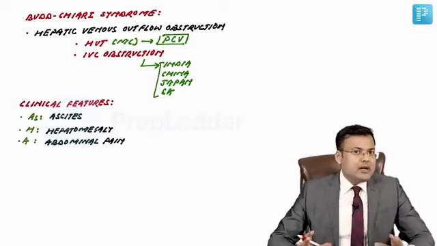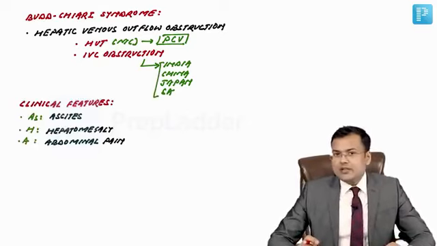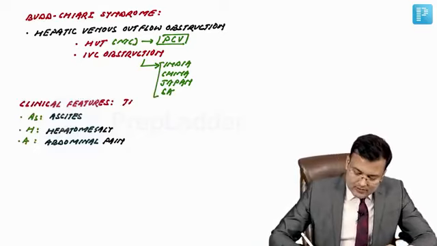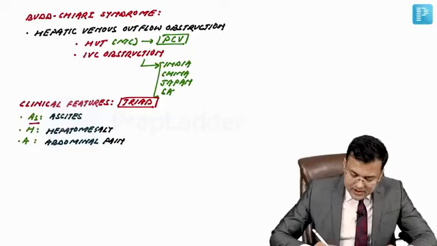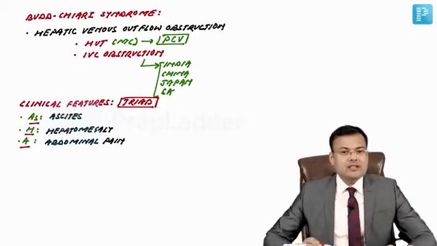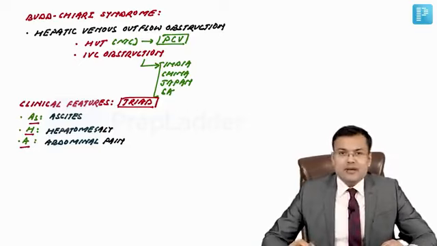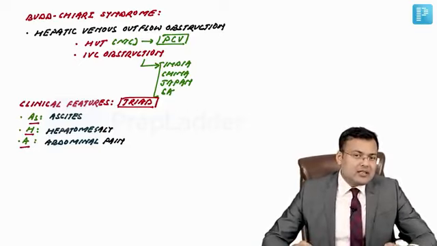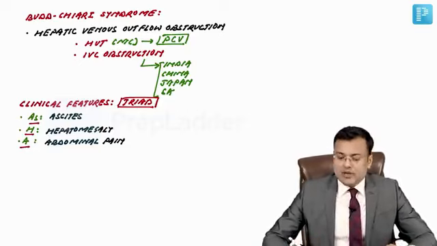In a latest exam, the triad of Budd-Chiari syndrome was asked. So what is the triad of Budd-Chiari syndrome? How to remember? The mnemonic is ASHA. Ascites, hepatomegaly, abdominal pain. Triad is ASHA: ascites, hepatomegaly, abdominal pain.